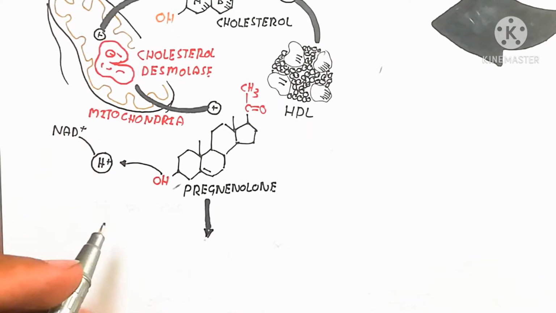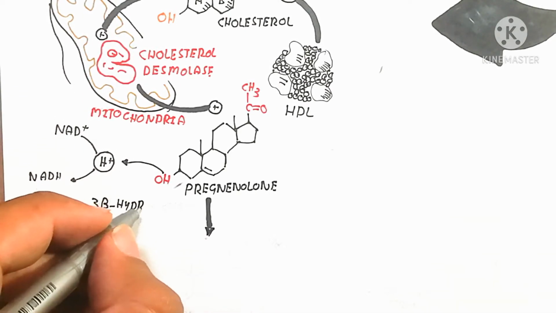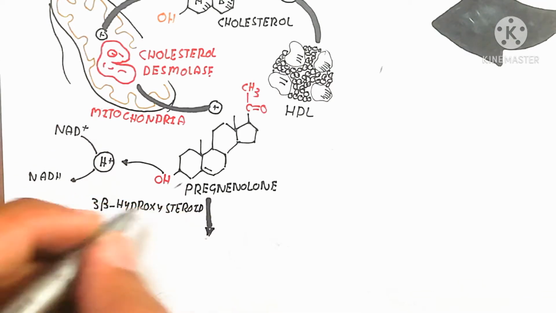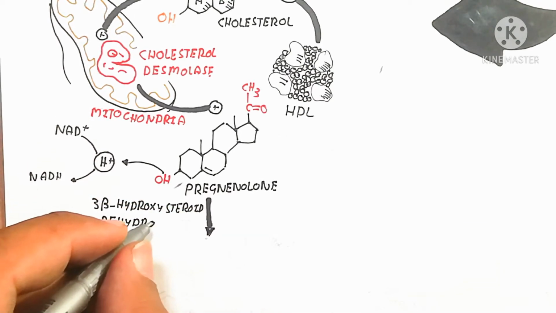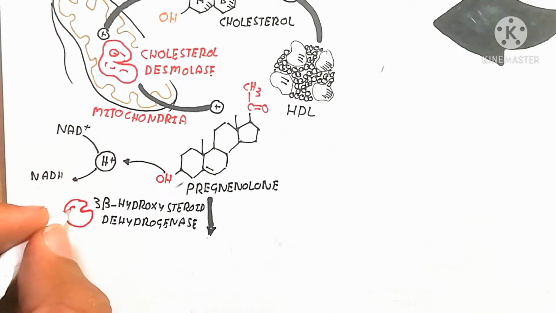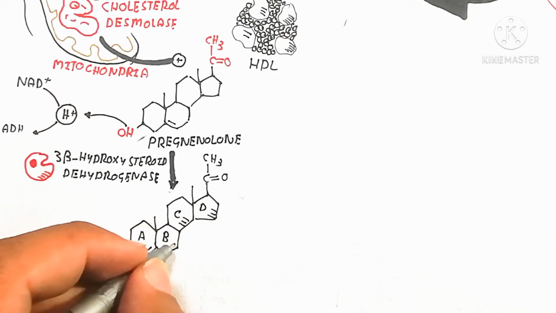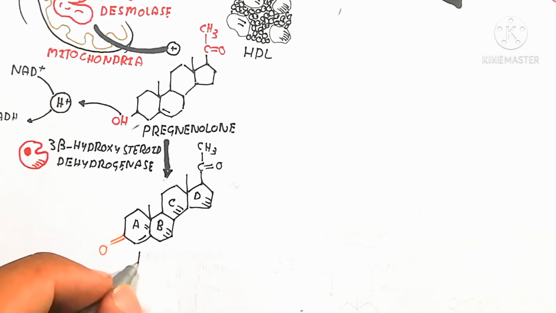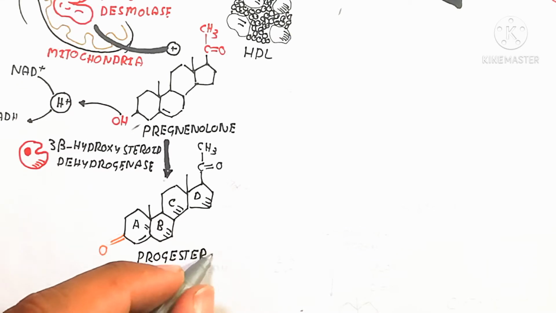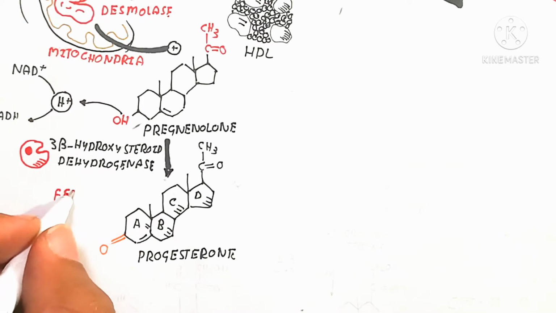Pregnenolone will be produced, and this is the enzyme used for further production of the precursor of aldosterone. So remember about that. So we are going to produce aldosterone. Here NAD plus is used for the production of NADH to release the hydrogen, and that enzyme is known as 3-beta hydroxysteroid dehydrogenase, to release the hydrogen ion from pregnenolone. That pregnenolone will be converted into progesterone.